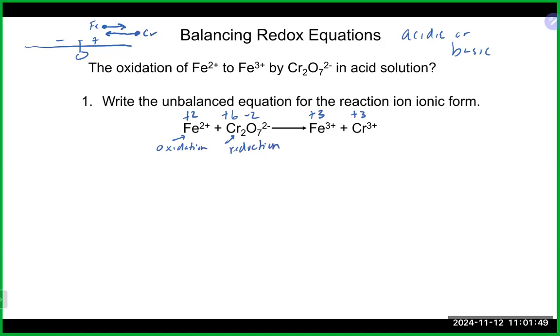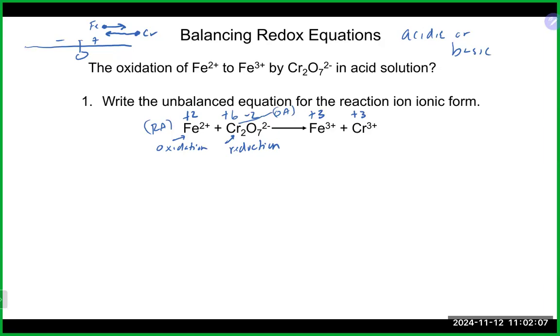Any questions on how to identify that? Also means in this case that the iron here is my reducing agent, and the dichromate here is my oxidizing agent. And again, really the chromium there is what's happening in this particular case.